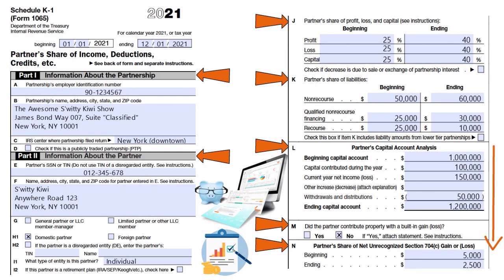Section M asks, did the partner contribute property with a built-in gain or loss? If yes... here we put no. But if this were a possibility, this data should be found in the balance sheet because we have property. This is an asset. This is a long-term asset, depending on how long you're going to use the asset. The property is usually a long-term asset. So you have the balance sheet. You also have some movement on the income statement.